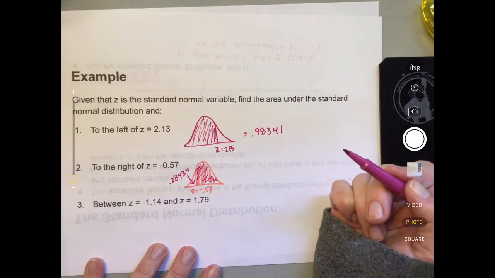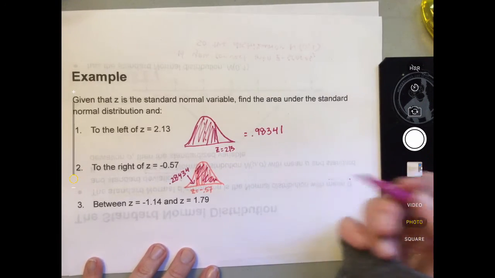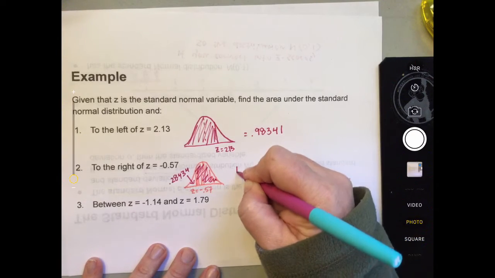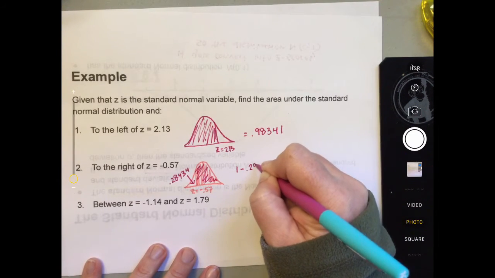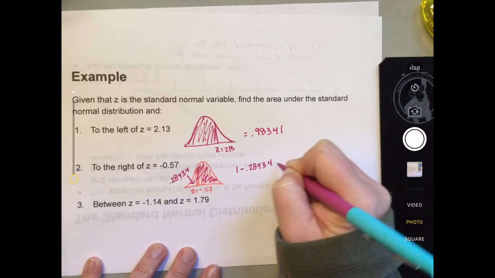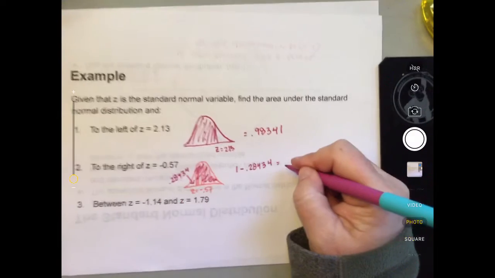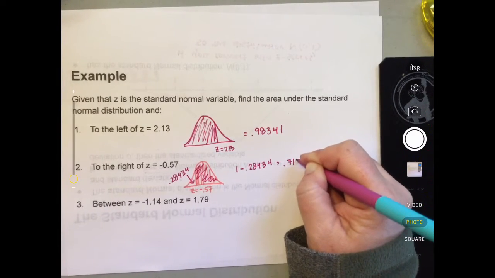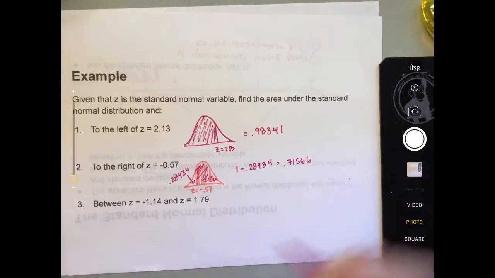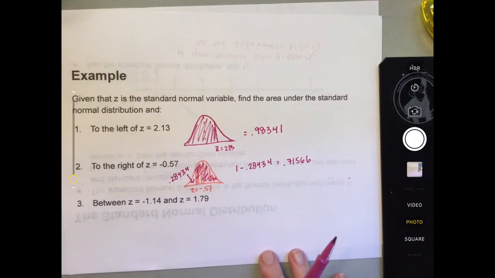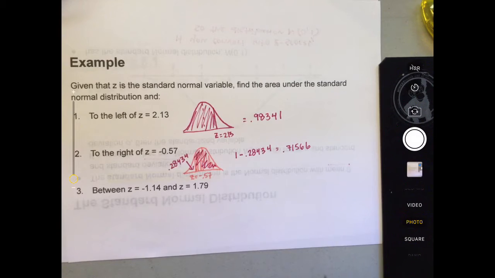Well, then how would I find the area to the right? Well, we could just subtract it from 1 because remember that a density curve always has an area of 1. So 1 minus 0.28434 equals, let me just use my calculator, 1 minus 0.28434. We get 0.71566.